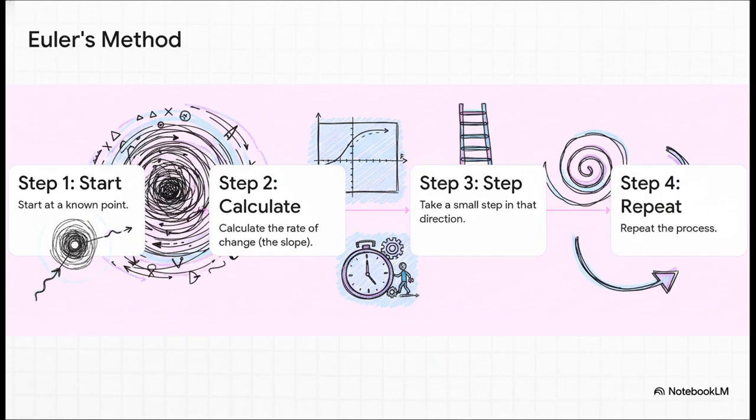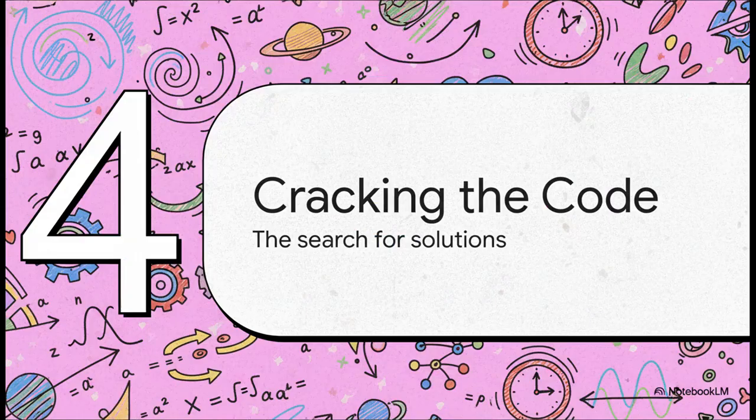It's super simple. You start at a point you know. You figure out the direction of change, the slope. You take one tiny little step in that direction, and then you just do it again, and again, and again. And by connecting all those tiny straight lines, you can get a pretty good approximation of a really complex curve. Now, approximating is great. It's super powerful, but it's not the holy grail.